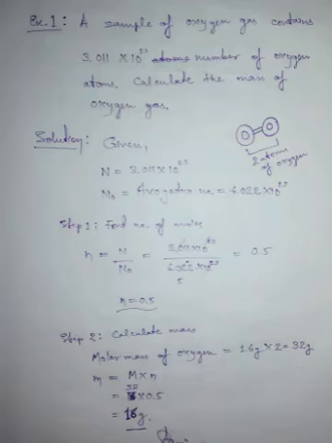So we can take the first example to understand. The question is, a sample of oxygen gas contains 3.011 into 10 raised to the power 23 oxygen atoms. Calculate the mass of oxygen gas. You know that oxygen gas is a diatomic gas. It contains 2 atoms of oxygen. Here the number of particles given is 3.011 into 10 raised to the power 23, and the Avogadro number you know, 6.022 into 10 raised to the power 23.